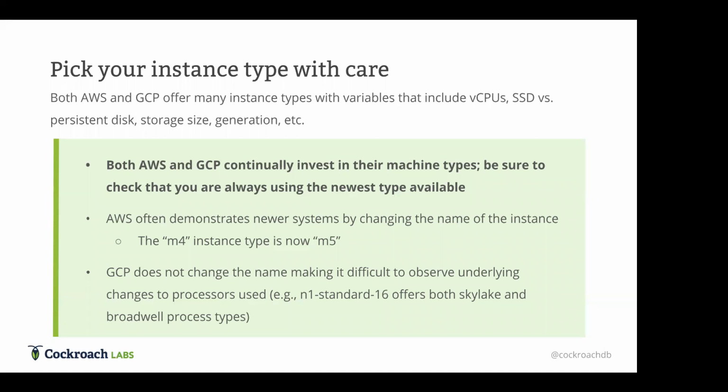For example, right now they have Skylake and Broadwell processor types. This makes it a little harder for you to tell when something has changed on GCP, but it comes with the benefit that in terms of your scripting and other things, it's a little easier to take advantage of.